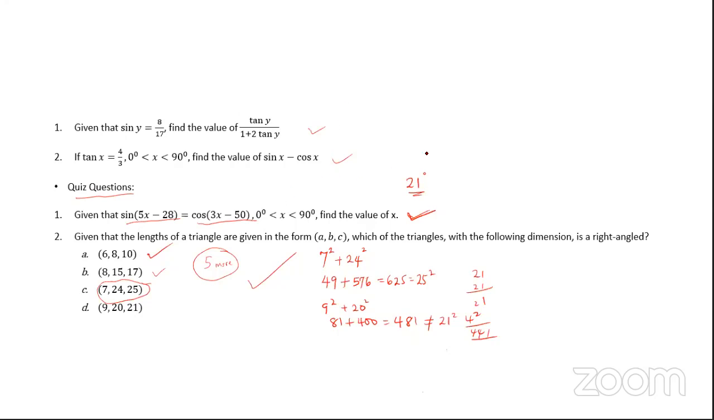Let's do it together. It is very simple to do. We have said once you have anything of that nature, sin(5x minus 28) equals cos(3x minus 50), just add the angles together. 5x minus 28 plus 3x minus 50 must give you 90 degrees. So 5x plus 3x, that's 8x, minus 78 equals 90 degrees. So 8x equals, when you add, 168. Divide both sides by 8. So x equals 21 degrees. That's absolutely correct. So that's the last question we are considering.